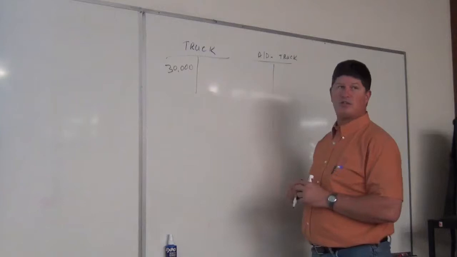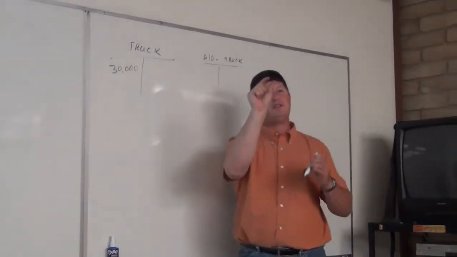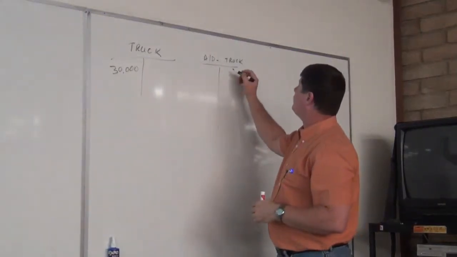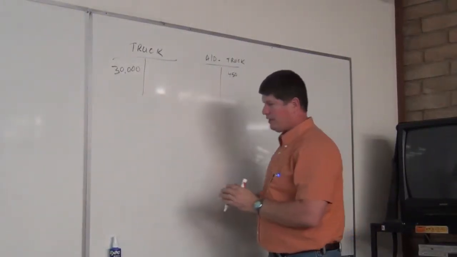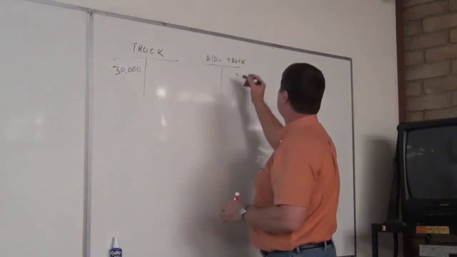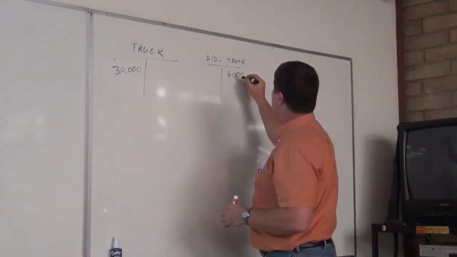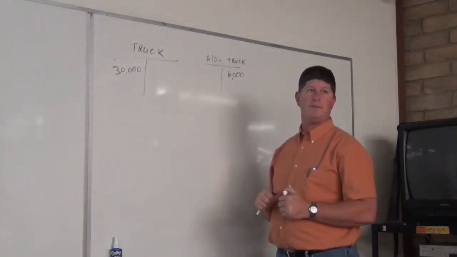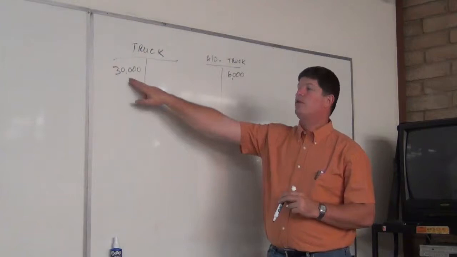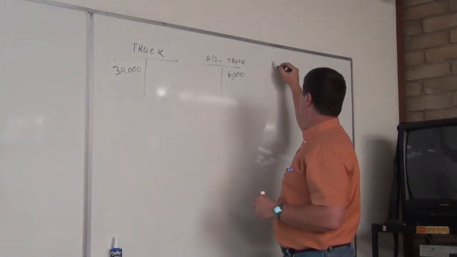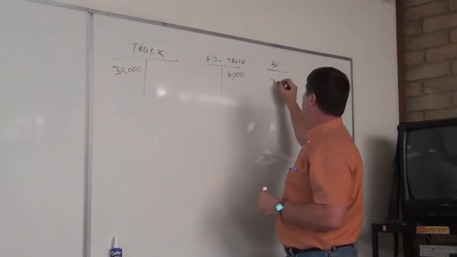So as we expense the little pieces of the truck that we use up every month, we're going to record that over here. So in year one, we used up $6,000 of the value of that truck. Okay? What's my book value? 30 minus 6. My book value, and I'm just going to make a column over here, is $24,000 at that point.